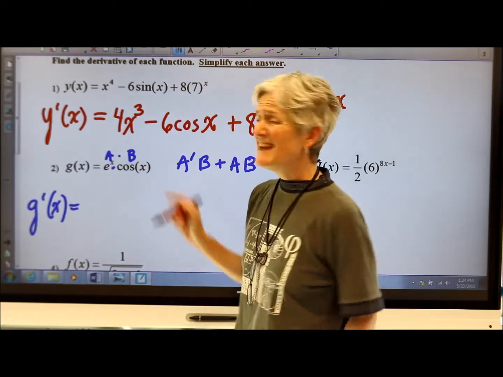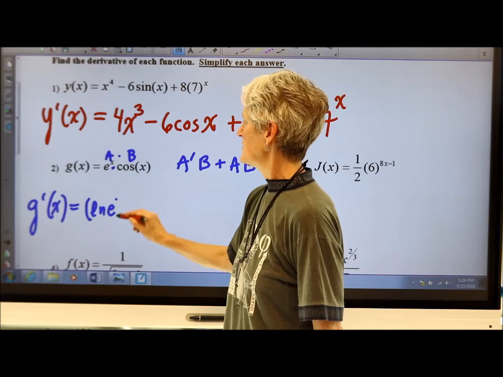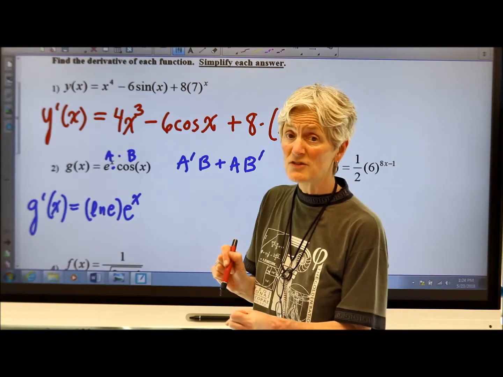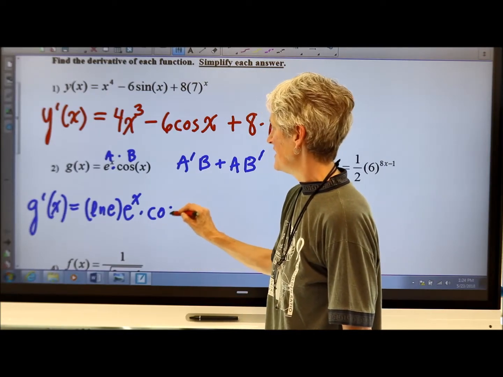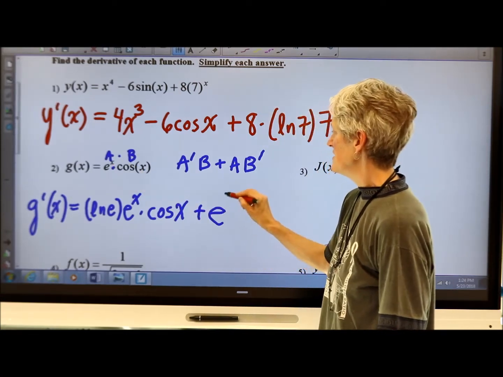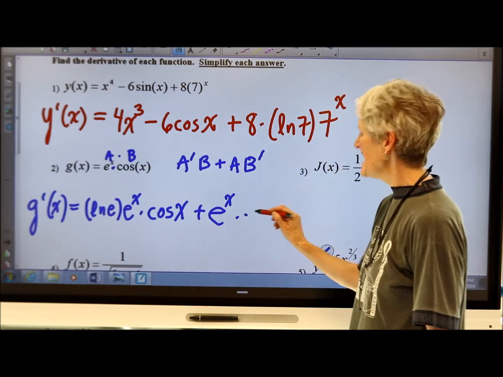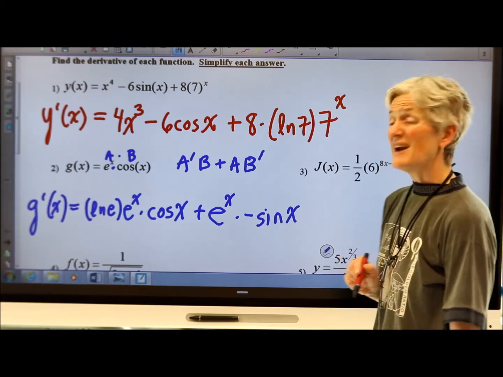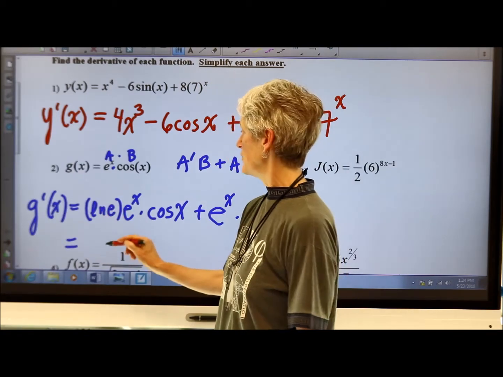Here I go. e to the x, that's an exponential piece, so natural log of the base times the exponential as it is. That's just an x, so you don't have to worry about the chain rule. Okay, that's my a prime times b as it is, cosine of x, plus a as it is, e to the x, times the derivative of cosine of x, which is negative sine of x.